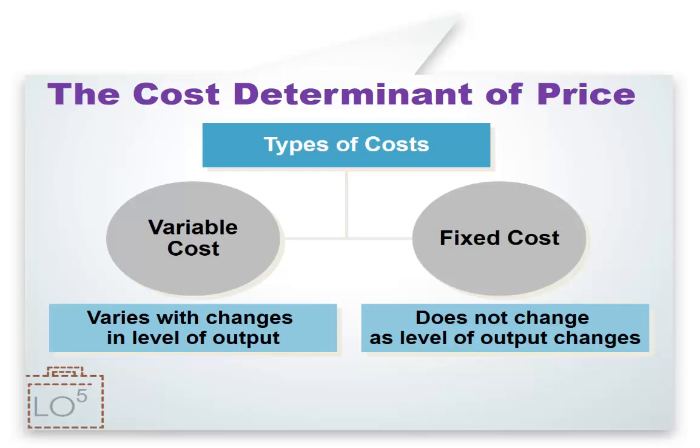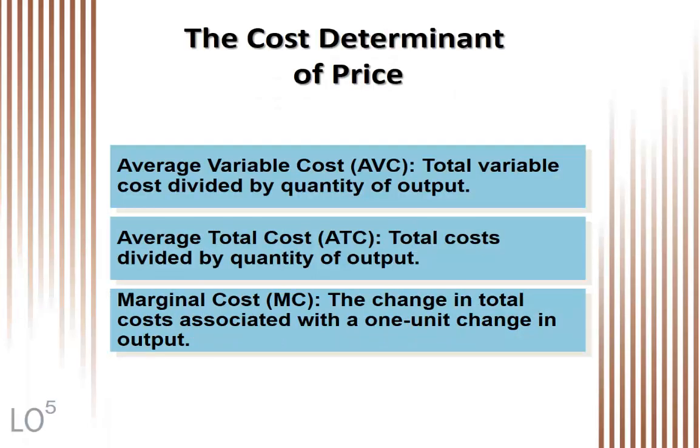Variable and fixed costs are important aspects of price determination. Variable cost varies with changes in the level of output, and fixed cost does not change as the level of output changes. To compare the cost of production to the selling price of the product, it is helpful to calculate cost per unit, or average cost.